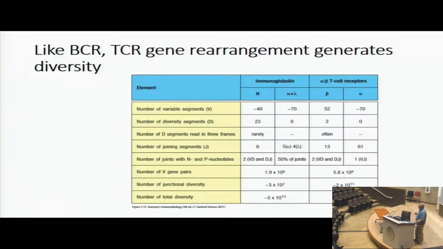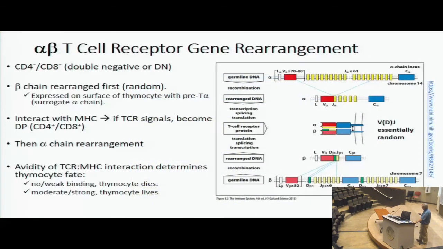I'm not going to go into this in any detail, but essentially the T cell gene rearrangement process, just like the B cell receptor, produces a vast repertoire of receptors. In fact, if you look at the alpha-beta T cell receptor repertoire, it's around 10 to the 18, quite a bit bigger even than the Ig receptor repertoire. So a vast number of receptors. And the process is very, very similar.